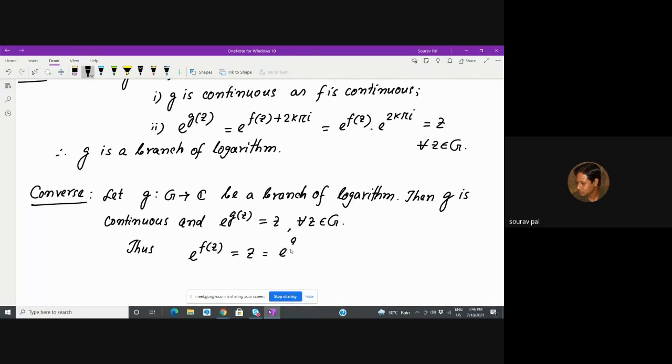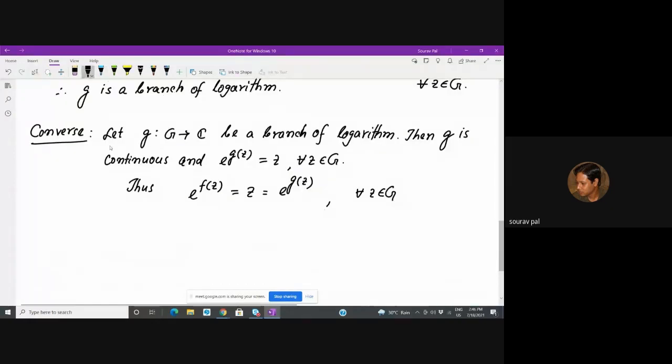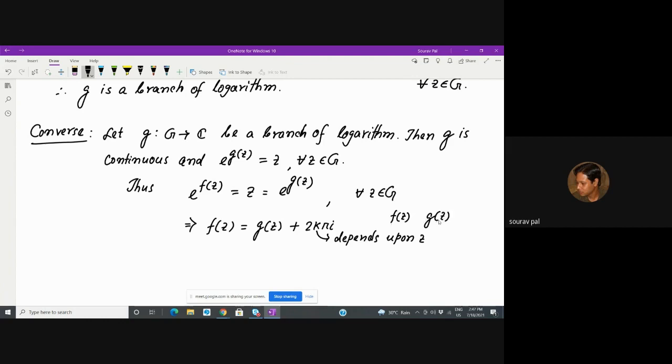And what happens if you have e to the something equal to e to the something? If you just go back to the second class, this is the property of the exponential. You will see f(z) equal to g(z) plus 2k pi i. But this k will depend upon this z, because here we are talking about two particular complex numbers, f(z) and g(z), and for these you obtain this k. If you change this z to say z1, some other complex number, then this k will change. So this k will be a function of z primarily.